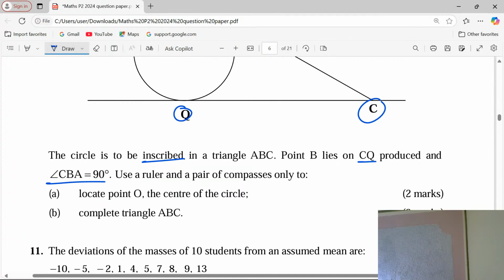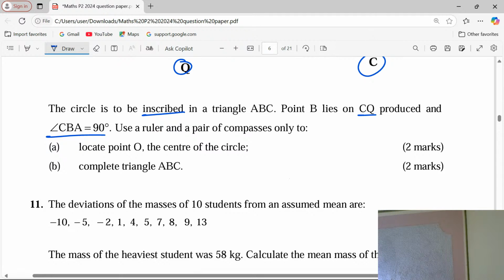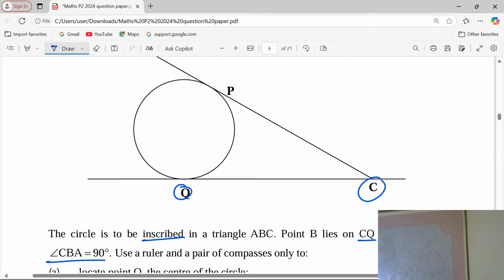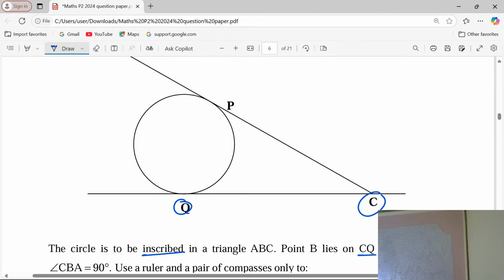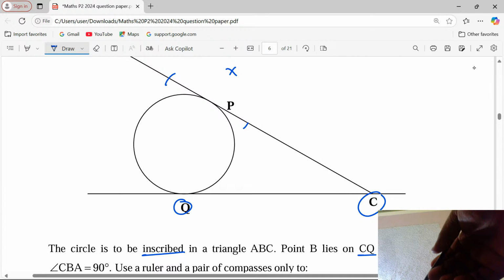Use a ruler and a pair of compasses only to first locate point O, the center of the circle. Something we know and very basic is that the radius is usually perpendicular to a tangent at the point of contact of the tangent and the circle. For example, at point P, if we construct a perpendicular through there, we just produce it.